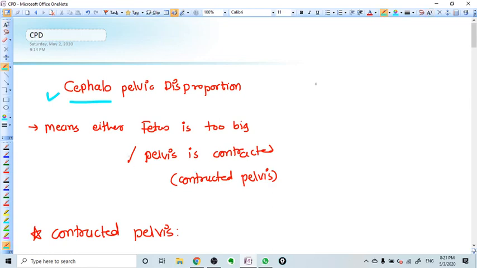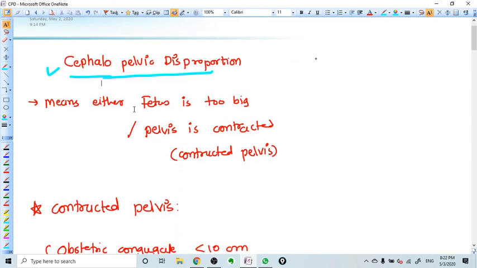In this video, we are going to talk about CPD, that is cephalopelvic disproportion. What does that mean? Does it mean contracted pelvis only? No, it doesn't mean contracted pelvis. Contracted pelvis can be a cause of CPD.